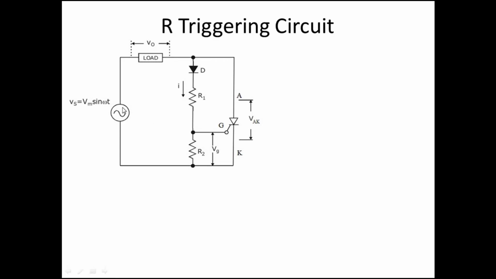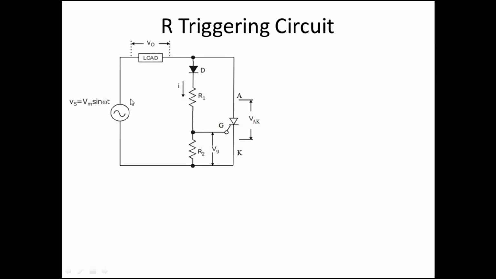So during the positive half, this point will be positive and this point will be negative. So here it is positive, so the diode becomes forward biased. Initially the thyristor is in the off state, so this portion of the circuit is inactive. Only this is active, and compared to these resistors, this load resistance is very small, negligible.